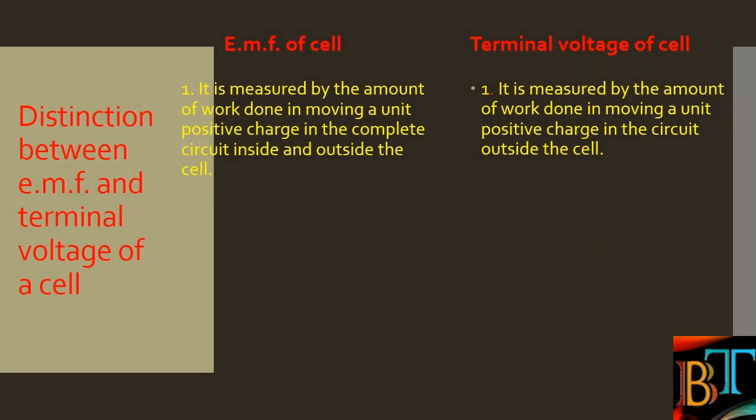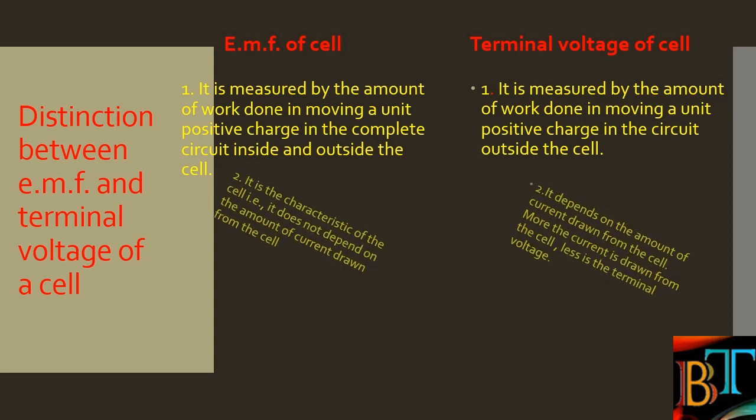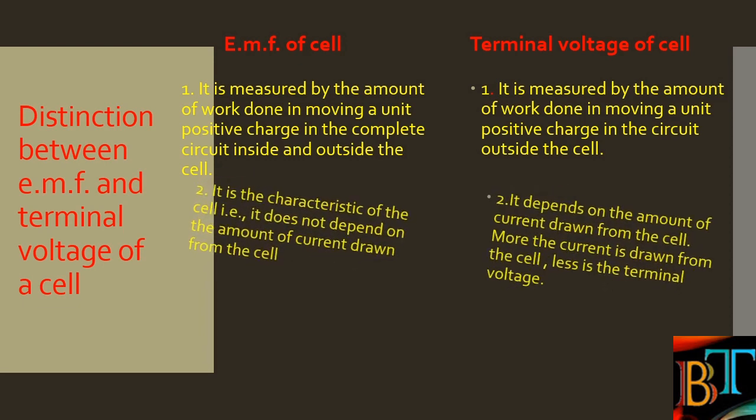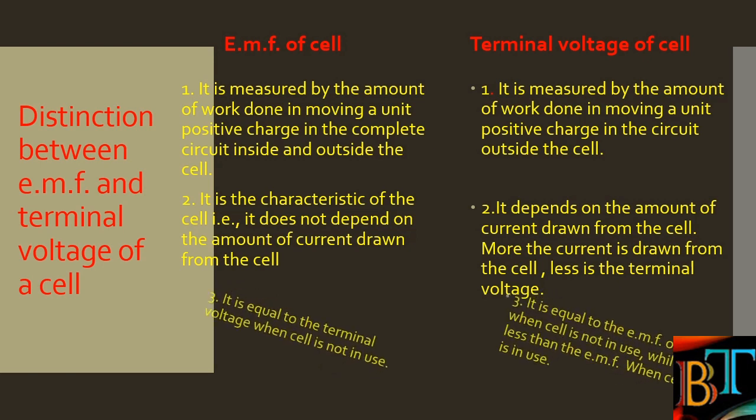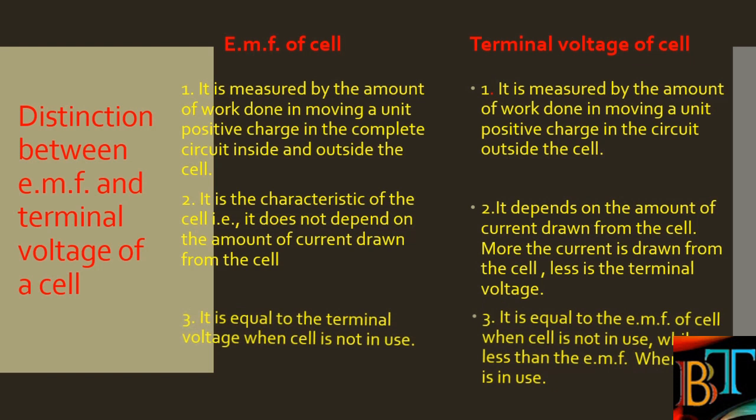The second point is the EMF is the characteristic property of the cell, but the terminal voltage depends on the amount of current drawn from the cell. More current drawn from the cell, less is the terminal voltage. EMF is equal to the terminal voltage when the cell is not in use, while it is greater than the terminal voltage when it is in use. The terminal voltage is equal to EMF when the cell is not in use, while it is less than the EMF when the cell is in use.